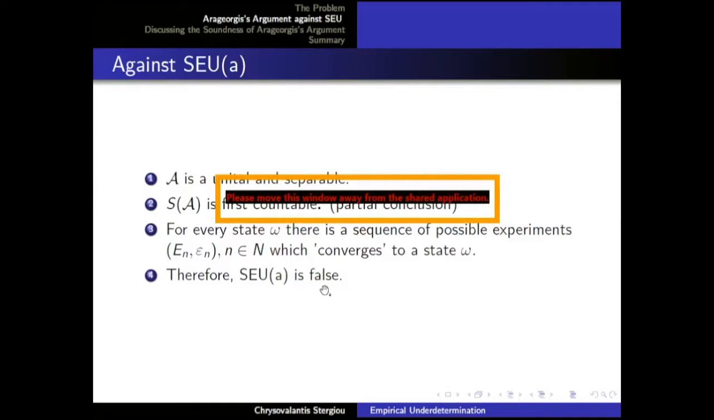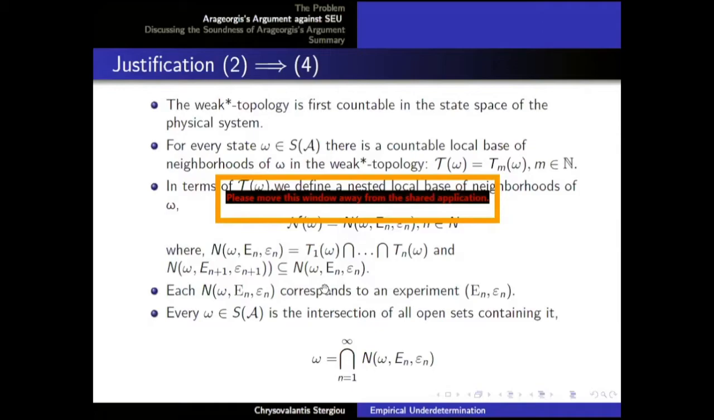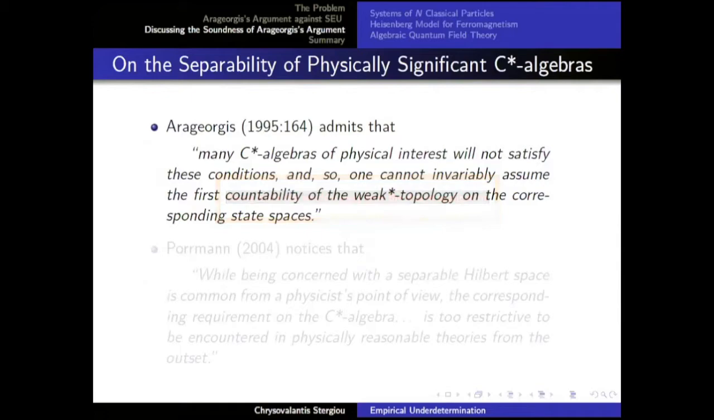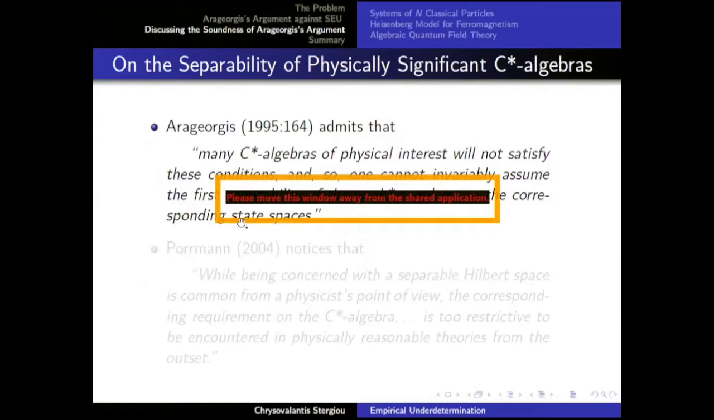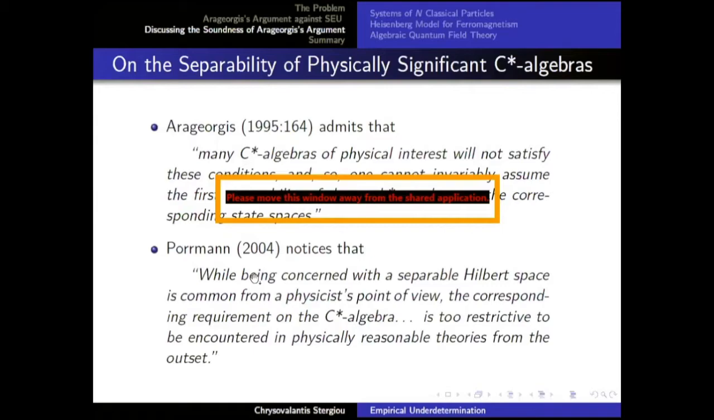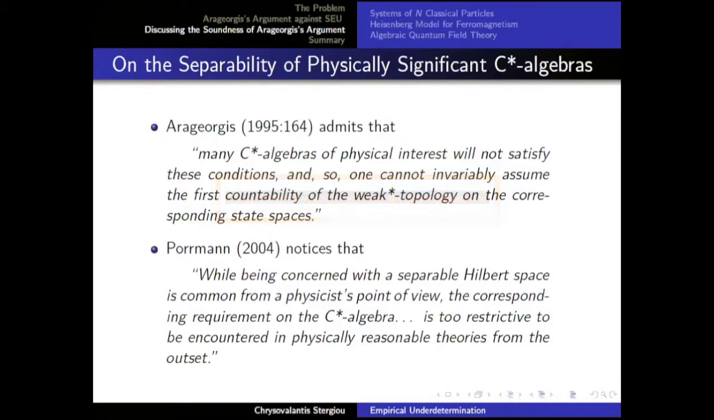Now, at this point, Arageorgis admits that many C*-algebras of physical interest will not satisfy these conditions, and so one cannot invariably assume the first countability of the weak-star topology on the corresponding state spaces. And echoing this view, Porrmann, 10 years later, notices in a paper, not in his PhD thesis, that while being concerned with the separable Hilbert space is common from a physicist's point of view, the corresponding requirement on the C*-algebra is too restrictive to be encountered in physically reasonable theories from the outset.